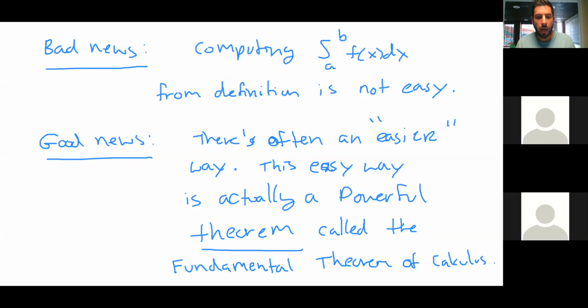And you're going to think, well, why did we study this ugly definition and these limits and these Riemann sums? Why didn't you just teach us this? There's lots of ways I can answer that question, but the best way I'll answer it right now is you'll look over here. I didn't say, in the good news section, there's always an easier way. I said there's often. So the operative word here is often.